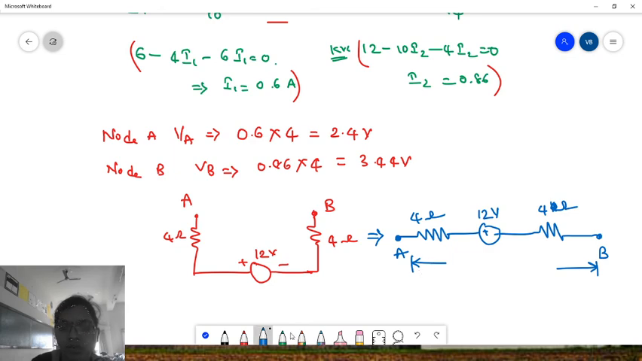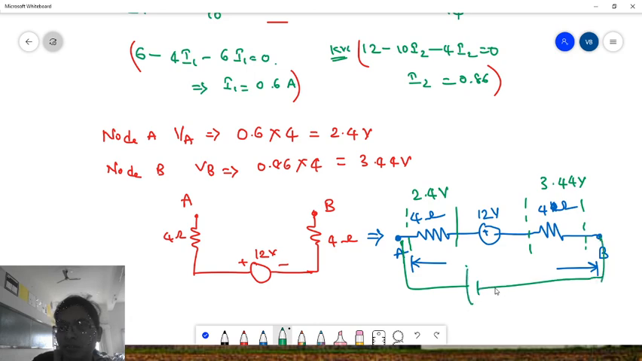What is the voltage drop across the 4 ohms resistor? The voltage drop across this one you already calculated, that is 2.4 volts. What is the voltage drop across this one? That is 3.44 volts. So you need to calculate the total voltage, that is VAB. So I connect like this. I need to get that VAB. This we need to calculate, then you can solve with KVL.